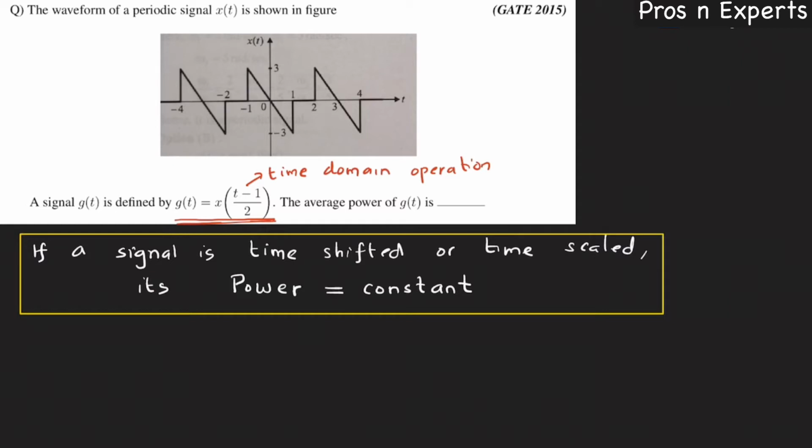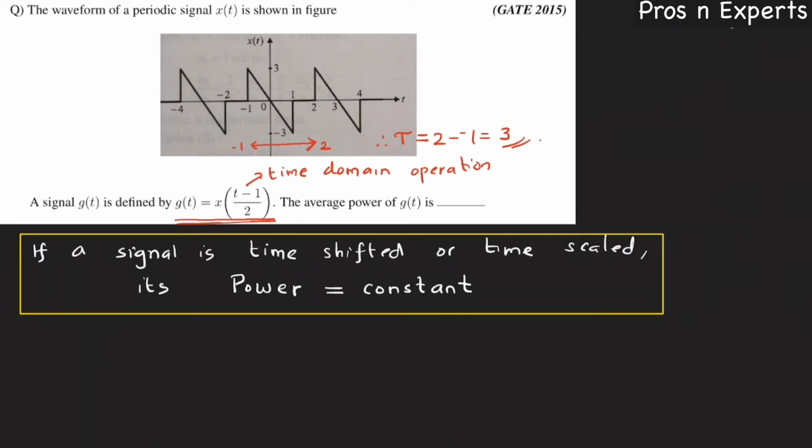Before that, what is the time period of x of t? Time period of x of t is, it starts from -1 and ends one complete cycle at t equal to 2. Okay, so t equal to -1 to t equal to 2. Therefore, time period is equal to 2 minus -1 equal to 3. Okay, so 3 is the time period of the signal.